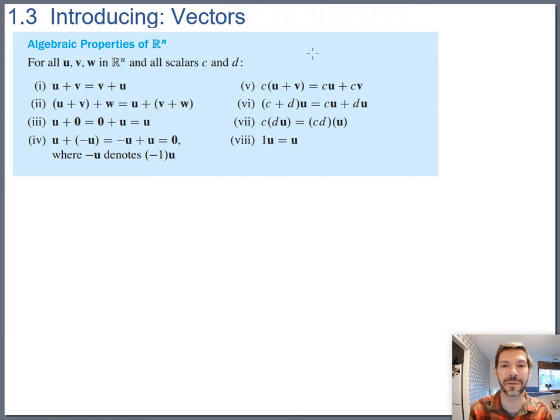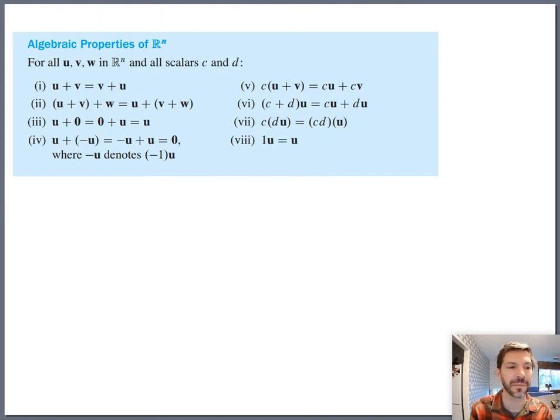So when I was writing down 2, 3, that's a vector in R2 is the way we'd write that, because it's 2 real numbers. And scalar is a fancy word for constant number. So I'll just say number. So something like 5 or -3.7.